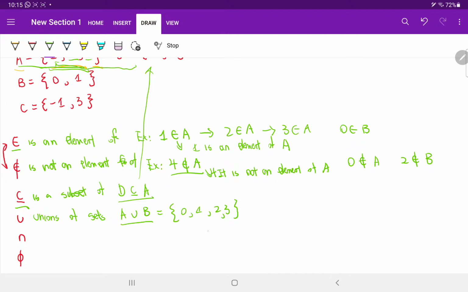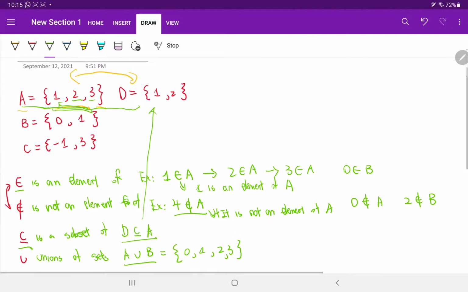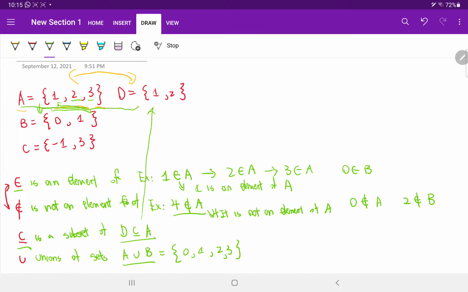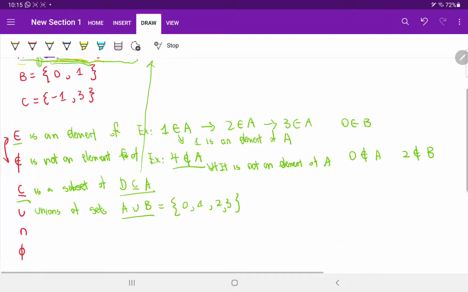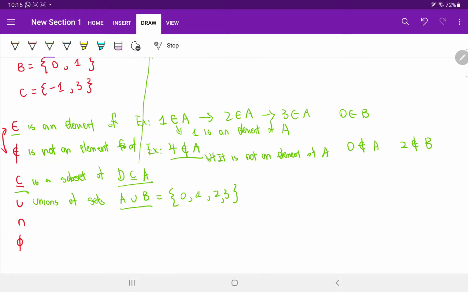So this new union of these two sets contains every number in set A and set B. They all contain it, right? So set A and set B have 0, 1, 2, and 3, which the new union contains. So union is the mix between two sets. That's what you want to think of it as. So let's look at the next sign.